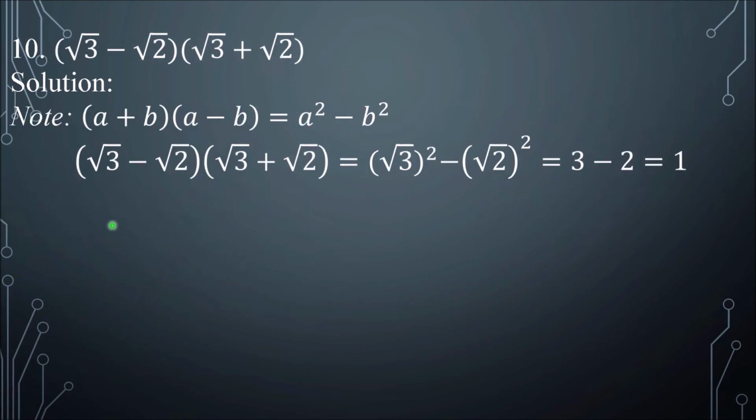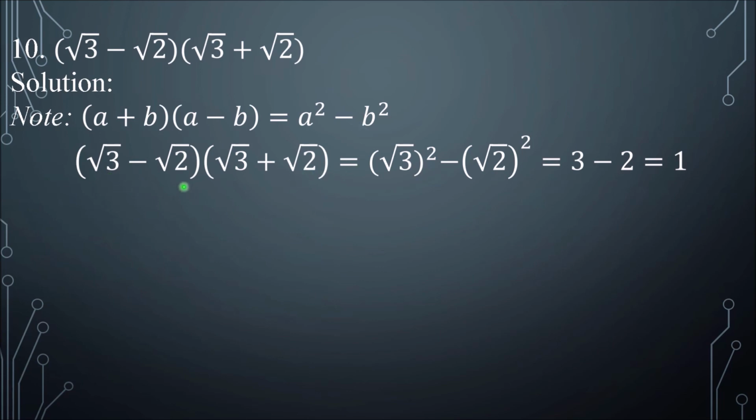Let's have number 10, square root of 3 minus square root of 2 times square root of 3 plus square root of 2. So, this is a product of sum and difference. So, this is sum, this is difference. So, again, we will follow the pattern. A plus B times A minus B is equal to A squared minus B squared. So, in this case, A is square root of 3, B is square root of 2.